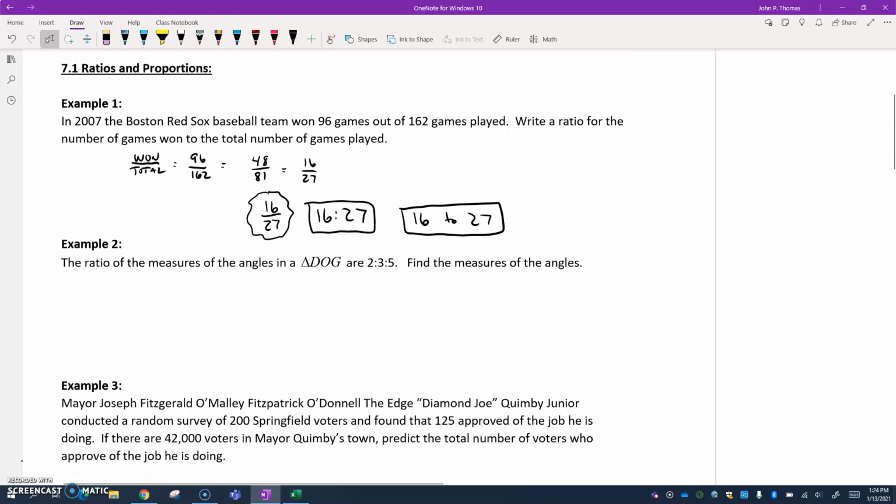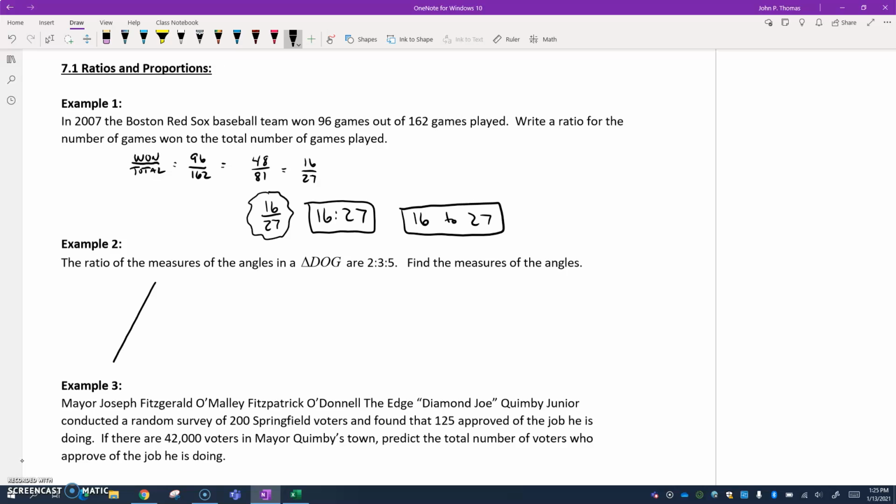Now, sometimes a ratio will get extended, meaning that there's more than just two things being compared. Example 2 is a typical problem where they've extended the ratio from comparing 2 things to comparing 3. This says the ratio of the measures of the angles in triangle DOG are 2 to 3 to 5. And it asks you to find the measure of the angles.